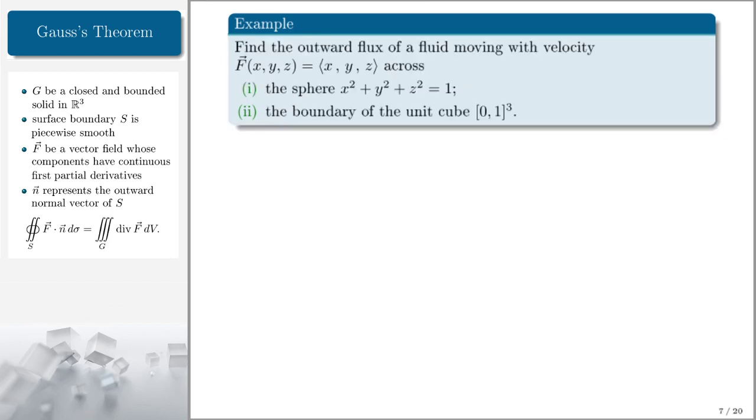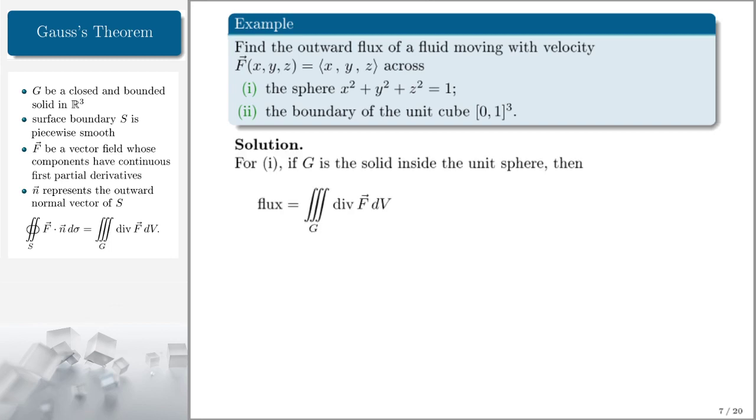Now let's have another example. One great application of Gauss's theorem is when the divergence becomes a very simple quantity. This is demonstrated by this example here. I want to find the outward flux of the vector field F(x, y, z) across the surface of the unit sphere and the unit cube.